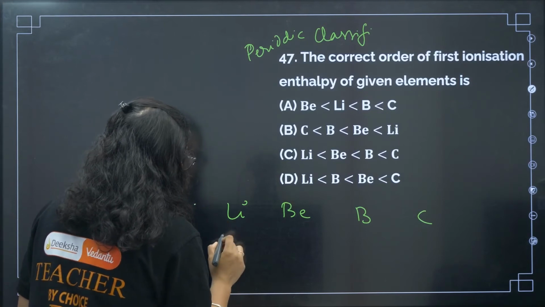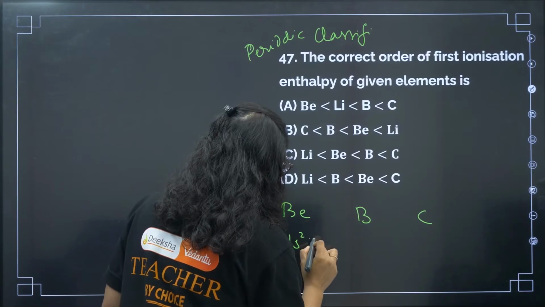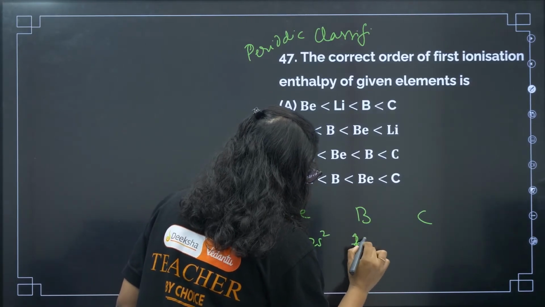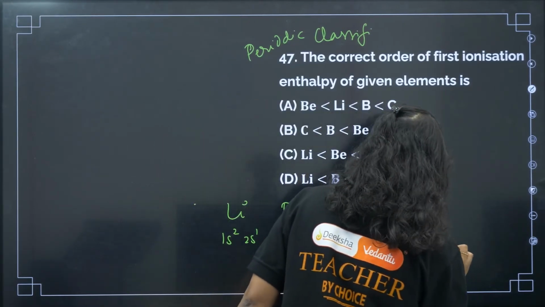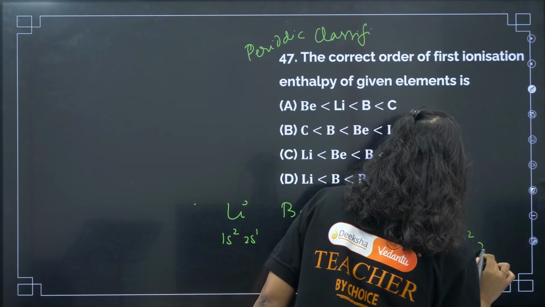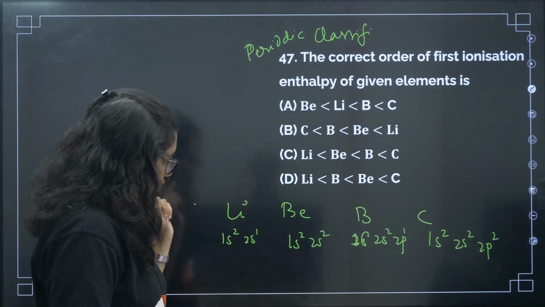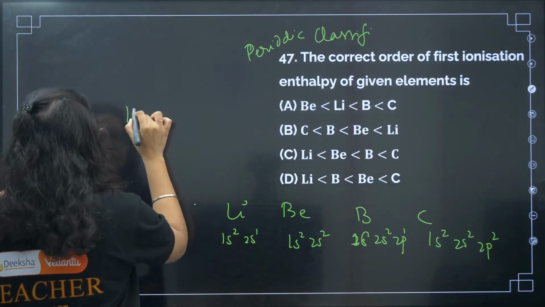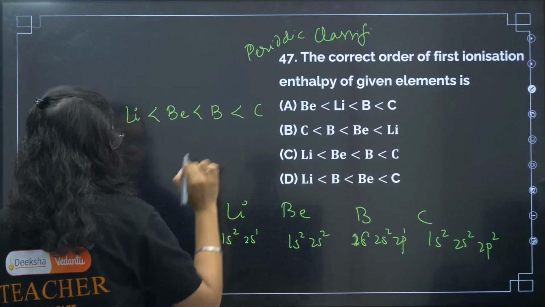Lithium, atomic number 3, is 1s2, 2s1. Beryllium is 1s2, 2s2. Boron is 1s2, 2s2, 2p1, and carbon is 1s2, 2s2, 2p2. Now, the expected order along the period, because size is decreasing, should be lithium, then beryllium, then boron, and then carbon.